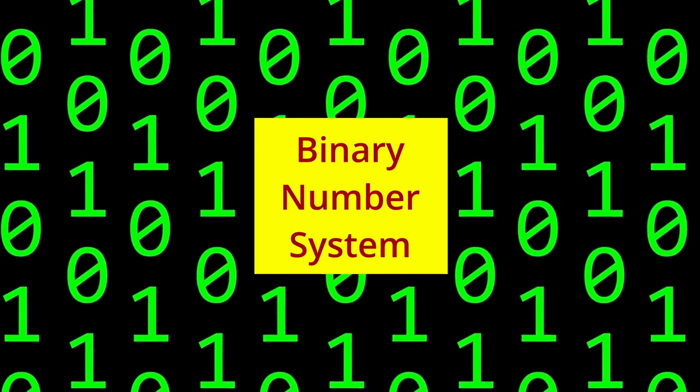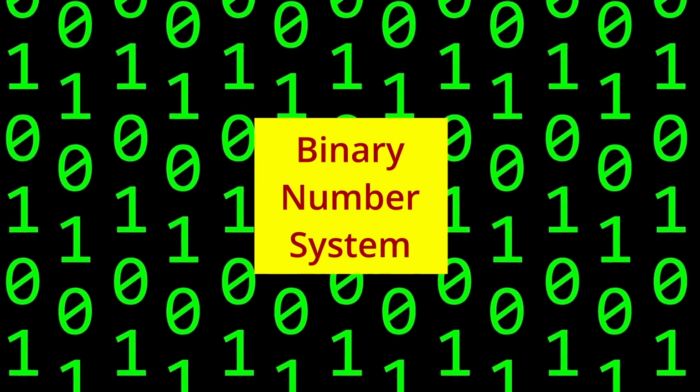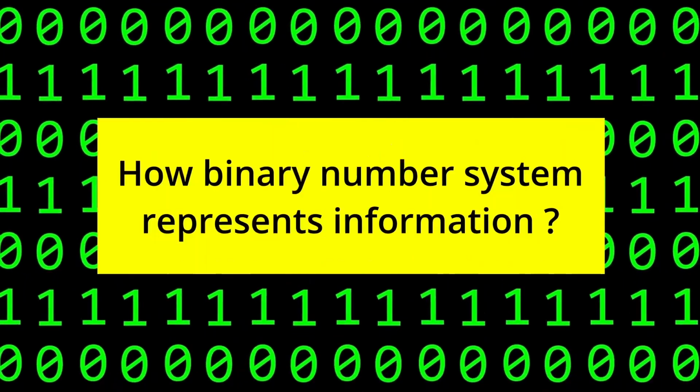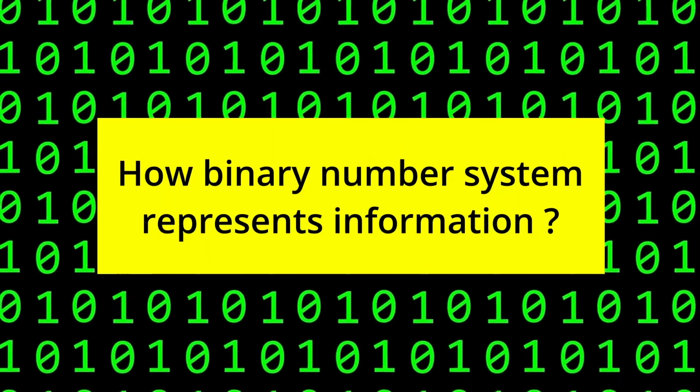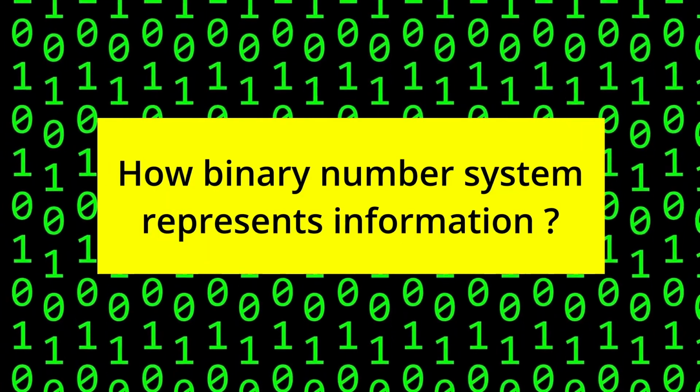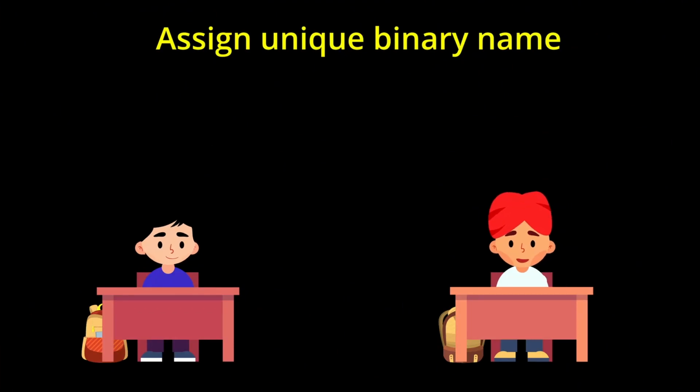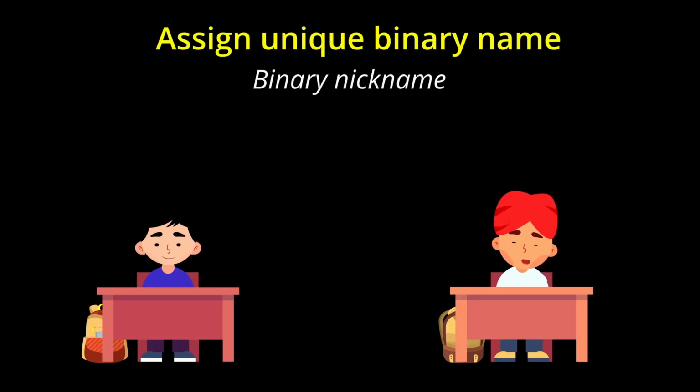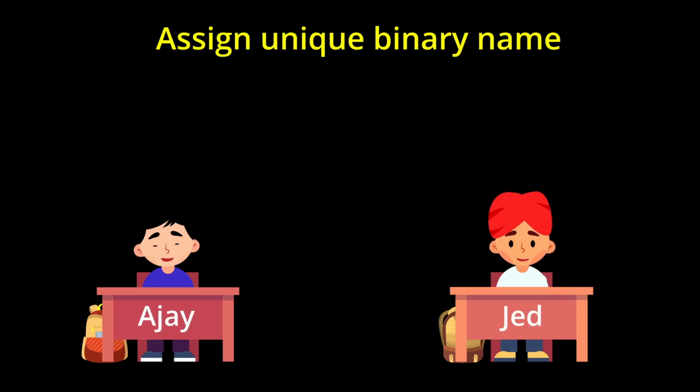Now let us get back to our subject of interest, that is the binary number system. Let us learn how binary number system represents information. Let us say I would like to uniquely give a binary name or a binary number as a nickname for my two best friends, Ajay and Zed. If I represent Ajay as 0, I represent Zed as 1.